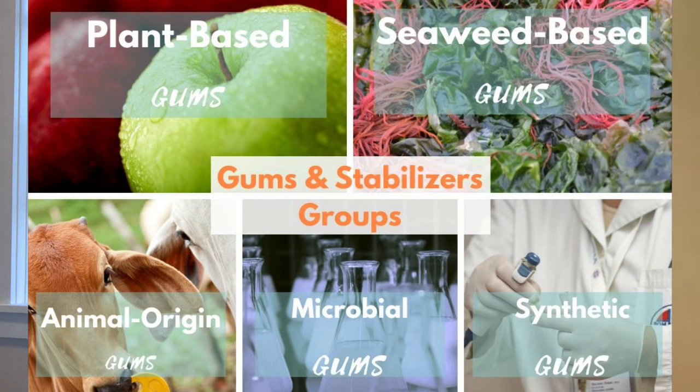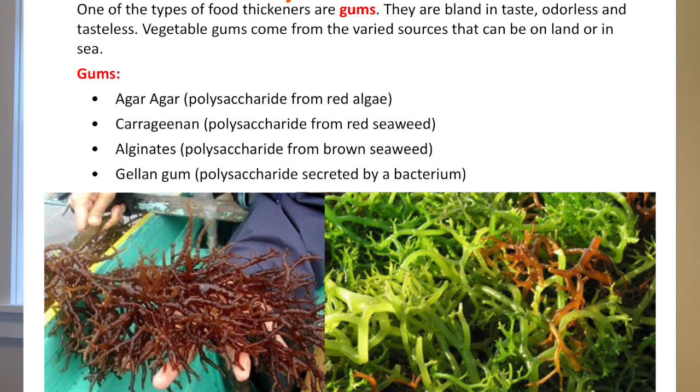Now, one of the types of food thickeners that we also come across very frequently as a food additive are gums. They're bland in taste, odorless, and tasteless. A lot of these come from seaweed. So we have agar-agar, carrageenan, alginates, and gellan gum. Gellan gum is a polysaccharide secreted by bacterium, whereas the other three listed, agar-agar, carrageenan, and alginates, are all polysaccharides which come from different kinds of seaweeds.